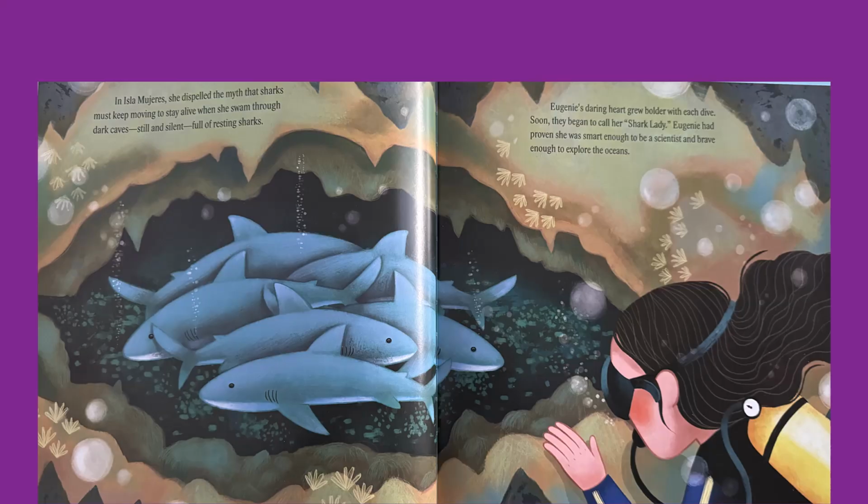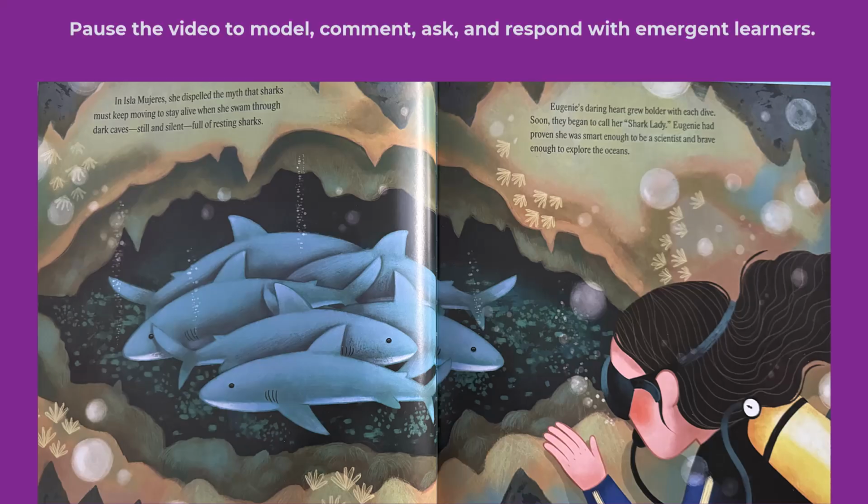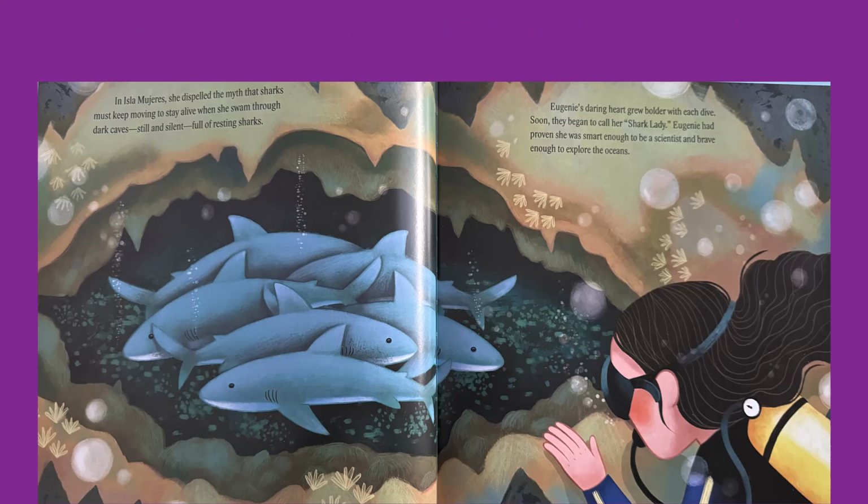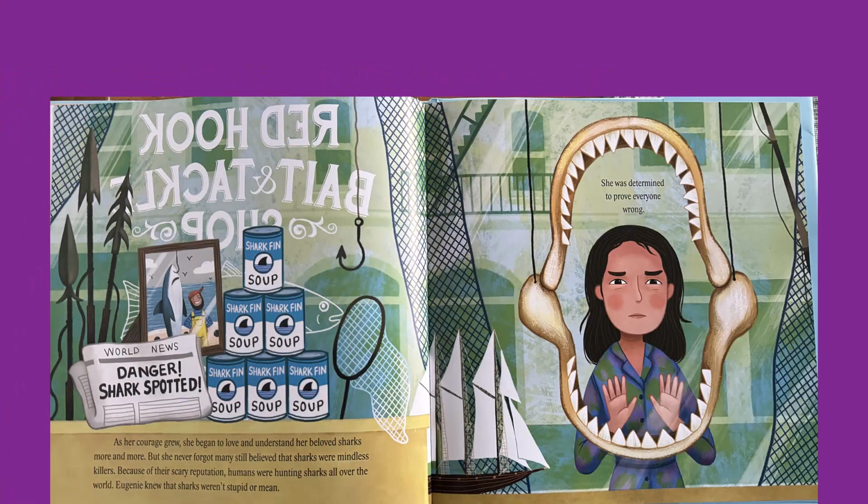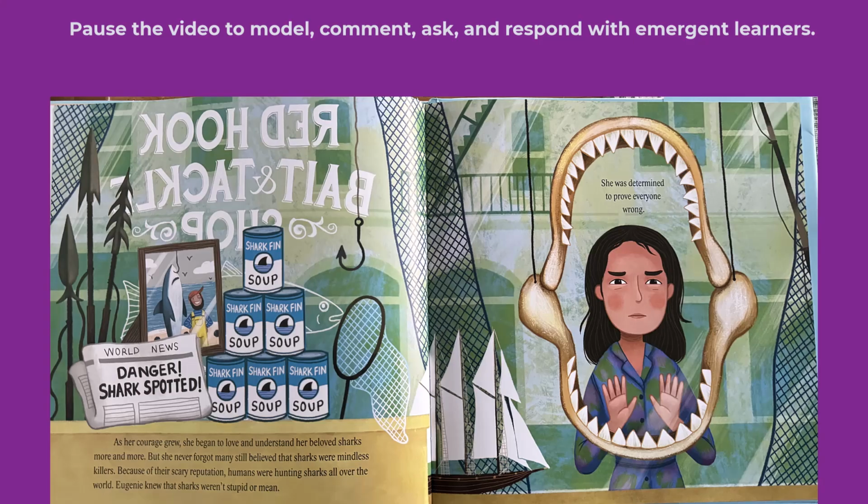In the Isle Mujeres, she dispelled the myth that sharks must keep moving to stay alive when she swam through dark caves, still and silent, full of resting sharks. Eugenie's daring heart grew bolder with each dive. Soon, they began to call her Shark Lady. Eugenie had proven she was smart enough to be a scientist and brave enough to explore the oceans. As her courage grew, she began to love and understand her beloved sharks more and more.